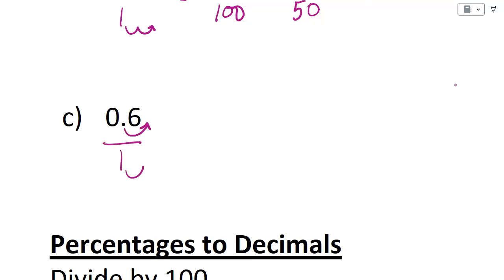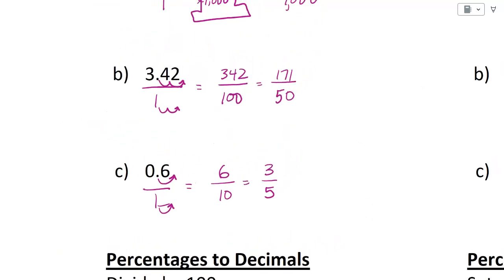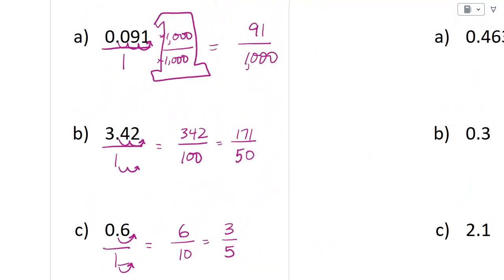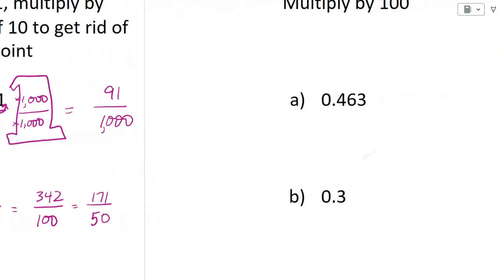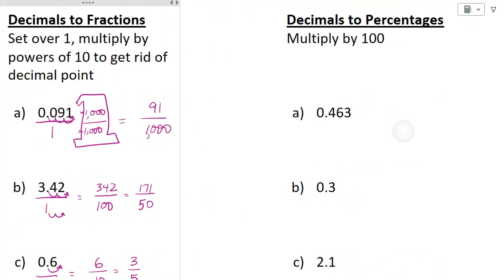Just got to move the decimal points one space over to get rid of the decimal points. So that's just 6. And then add a 0 here, 6 out of 10. Those will both divide by 2. 3 out of 5 is the final answer there. You always want to reduce your fractions. I'm just using some simple examples. So that's just decimals to fractions.